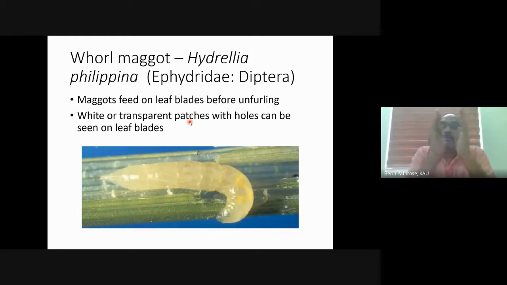What the maggot does is, before the unfurling of the leaf, that means before the leaves open fully, it feeds on the leaf blade. And on the leaf blade, we can see white transparent patches with holes. I will show the picture. See this. This is the typical damage of whorl maggot. You can see white transparent patches and holes. This is because of the feeding of the maggots of whorl maggot Hydrellia philippina. The maggots feed on the leaf before it opens fully. And once it's open, you can see transparent patches with holes.